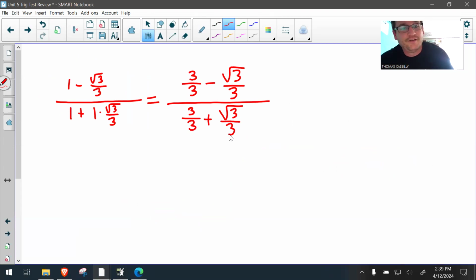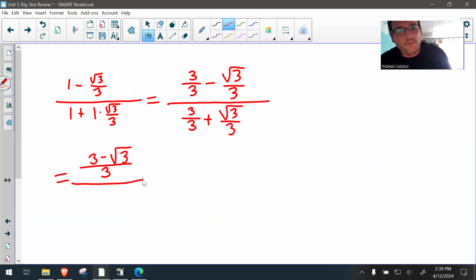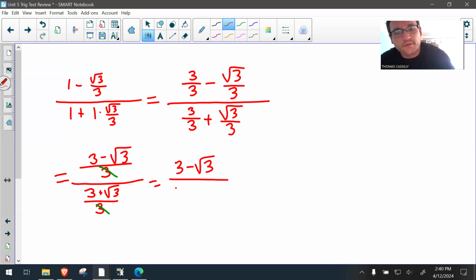All right, now from here, common denominators on top and on bottom. So you have 3 minus the square root of 3 all over 3. And then on the bottom, you have 3 plus the square root of 3 over 3. All right, you could multiply by the reciprocal, or you can just recognize that those 3's cancel out. Lots of 3's in this problem. So you have 3 minus radical 3 on top, and then 3 plus radical 3 on bottom, right? So already it looks a lot more simplified, but we can keep going.